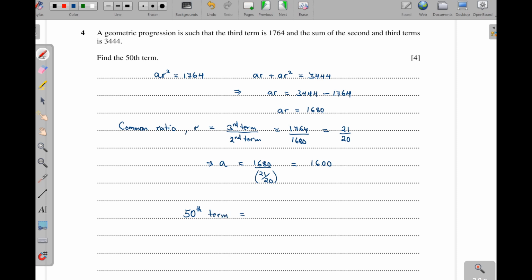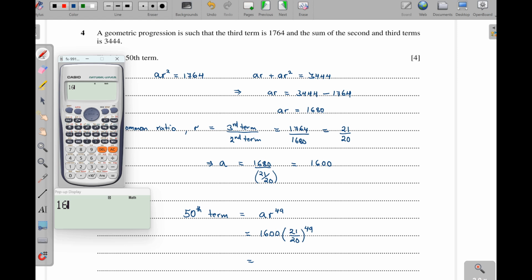Now the 50th term is going to be equal to AR power 49, because remember the nth term of a GP is given as AR, then n minus 1 as its power. So our A is 1600, and then our R is 21 over 20. So we power it with the 49. What do we get here? 1600 into 21 out of 20, then to the power of 49.